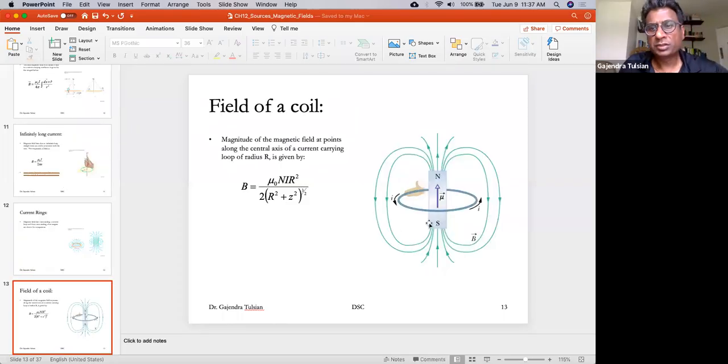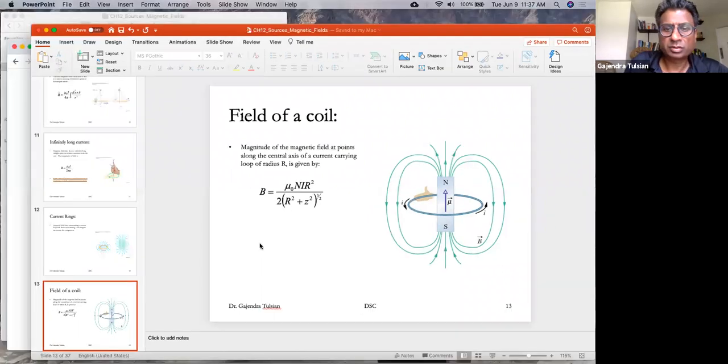All right, so what this is showing is, and as Thai said, this current carrying loop is an electromagnet. Okay, so what this formula gives you is the following. So let me do a drawing. Let's go to the chalkboard.